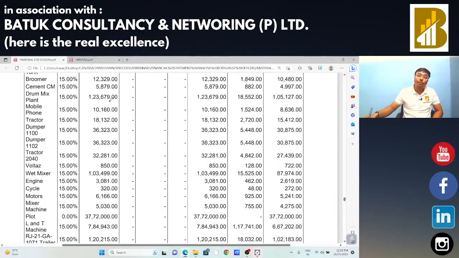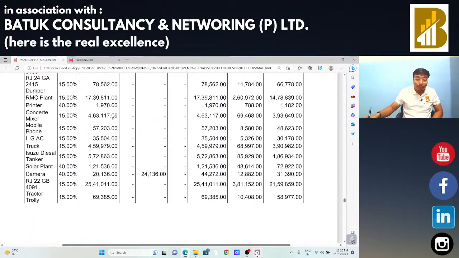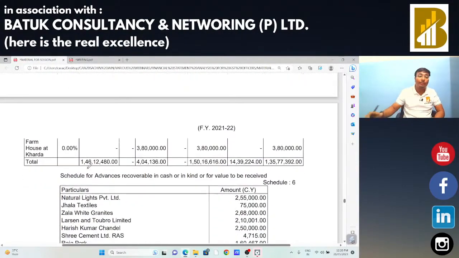Fixed assets chart we are going to check, and in that particular case there is no addition or no sales. So now camera is purchased in that particular case for 24,136. We are going to check input tax credit related to that camera. If the camera is used in that business, in that case input tax credit is allowed, and we need to check that the depreciation has not been claimed on the ITC part. Also, there is a purchase of farmhouse for 3,80,000 rupees. In that case, there is no GST available on that land purchase.